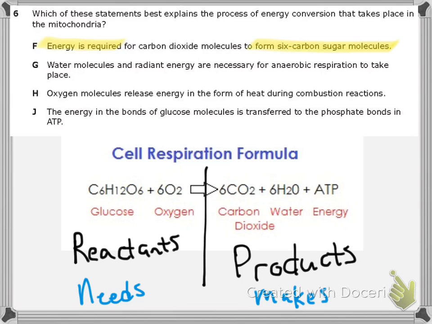Okay, let's look at our formula. Which side is the energy on? Well, it's on the right side. That's the product. In other words, that's the make. Are we trying to make energy overall? Yes. But as far as our formula goes, it's on the right side, and the right side is the make. So that's already wrong because energy isn't required for this. It's made, right?